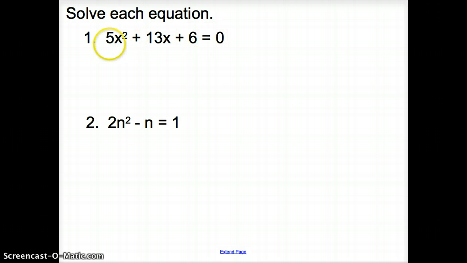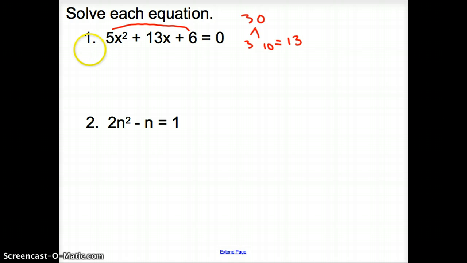Now we use our steps from yesterday. Very first thing we want to do, can we take a common number out of all these numbers? We look at them, 5, 13, 6. No, we cannot take out a common number. So now we just jump right into yesterday's stuff. Right here we go, 5 times 6. 5 times 6 is 30. So I need factors of 30 that add up to 13. Well, those are 3 and 10. They both add up to 13.